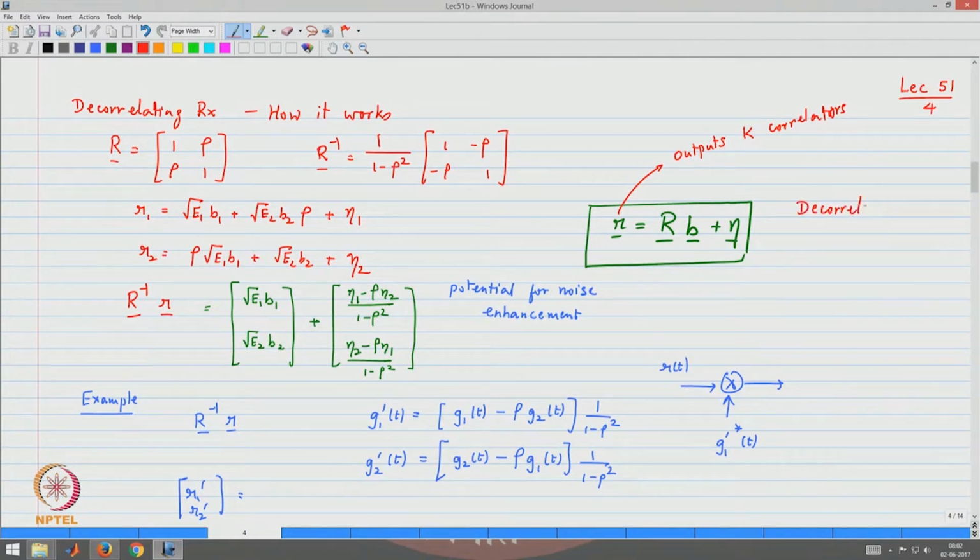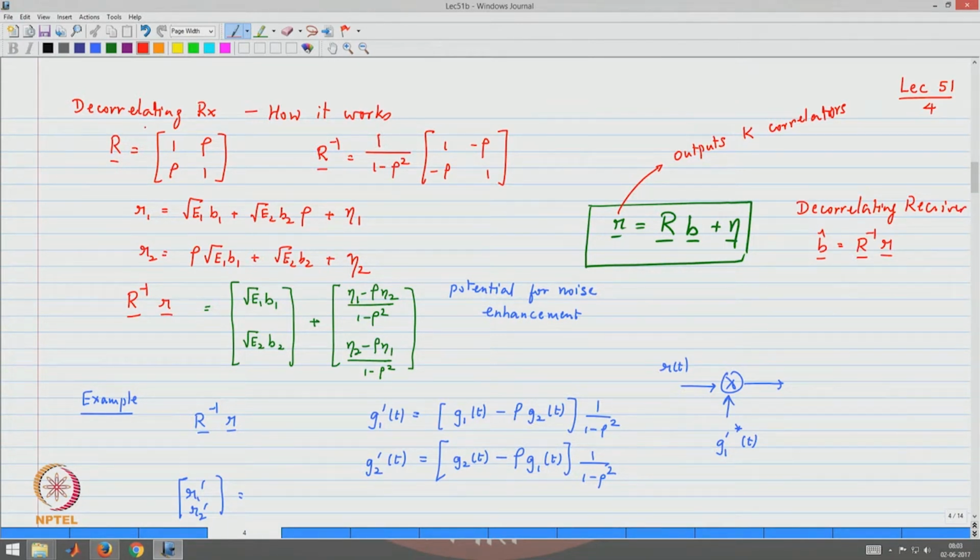So if this is our underlying equation, then we showed that the decorrelating receiver computation is the following. It says that what we have as the best estimate of the transmitted vector is nothing but R inverse times the output of the k correlators. So that would be our expression for the decorrelating receiver, and again this was something that we spent time deriving.